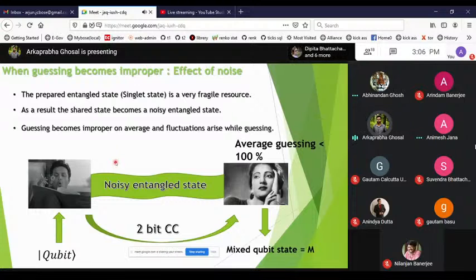So in case of noisy entangled states, the guessing power decreases from 100% to a lesser value, and some kind of fluctuation arises while you guess. The arising of this fluctuation is obvious, since when there is noise, there is some statistical uncertainty, and due to the statistical uncertainty, we face fluctuation. Now the problem is that we have to cleverly choose such noisy entangled states for which the average guessing doesn't go below 66.67%. That is the classical bound. If they go below 66.67%, it will be meaningless. We always want some quantum advantage above classical physics or above classical strategies.